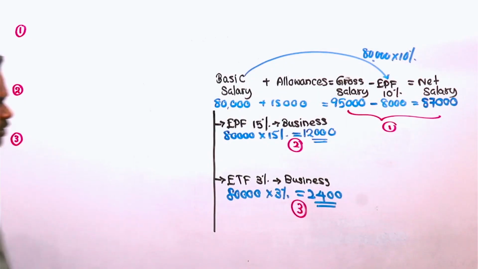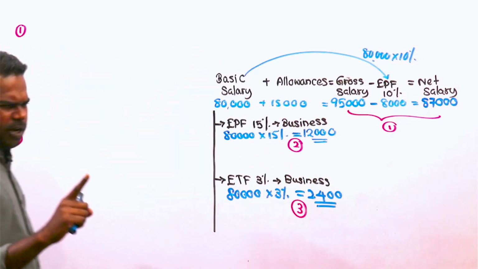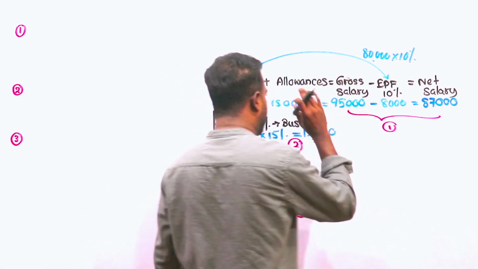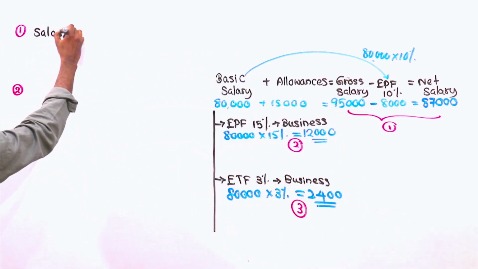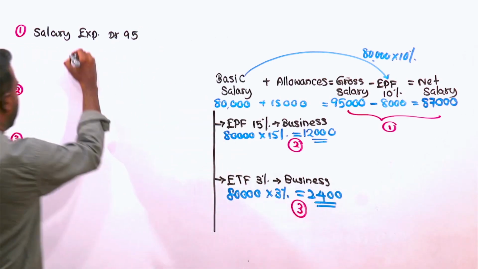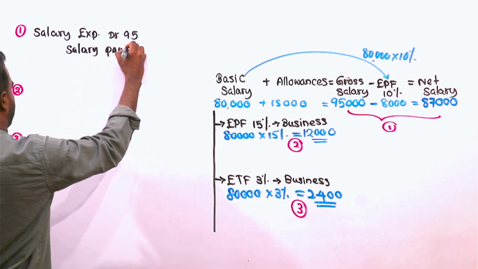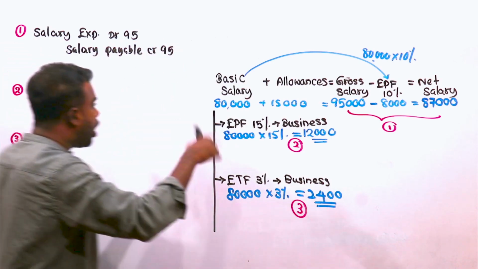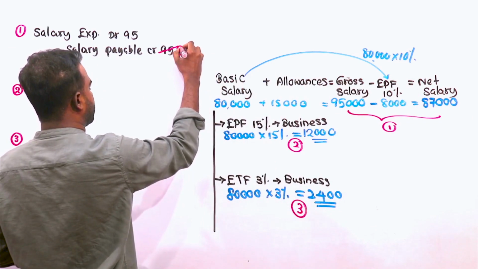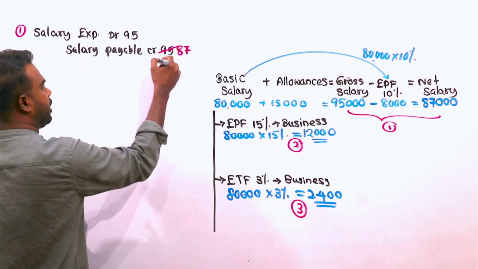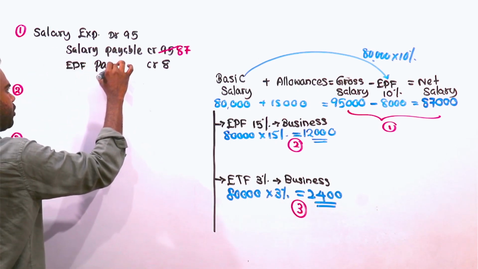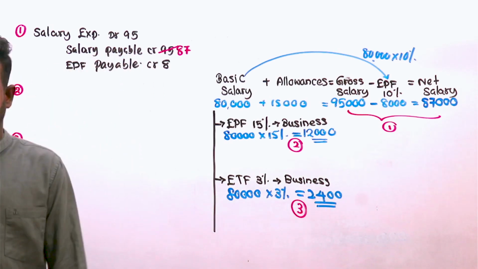What's the double entry? Salary expense 95,000, right? Salary expense debit 95,000. But that one also should be payable, salary payable credit 95,000, but you have to deduct it, the 8,000 that should be payable to government. We cannot put 95, you have to record 87 remaining as salary payable, and EPF payable 8,000. That's the first one. Right.